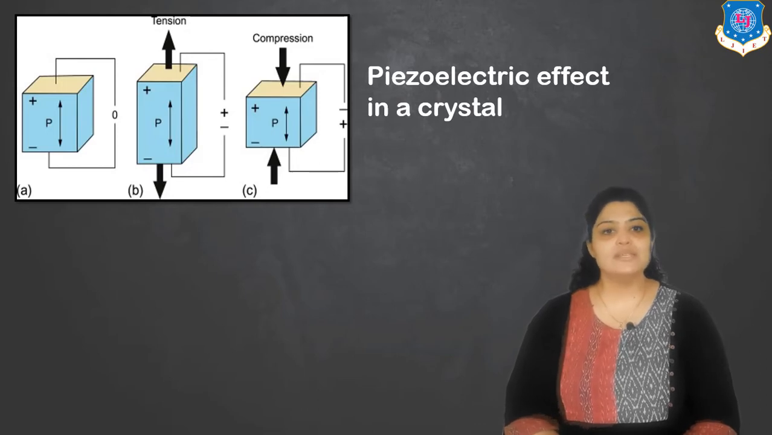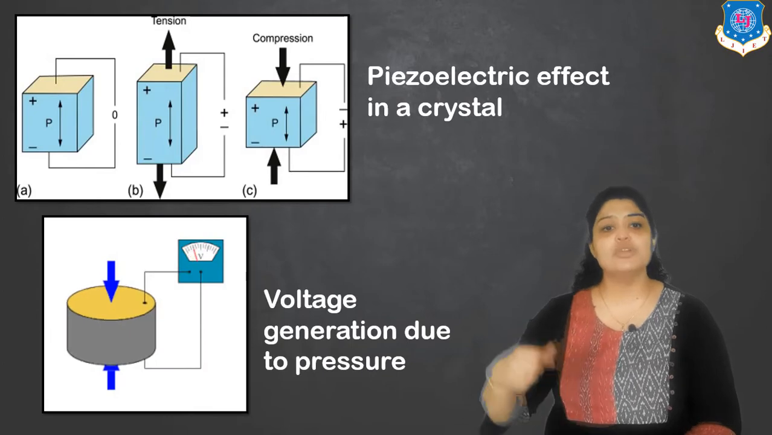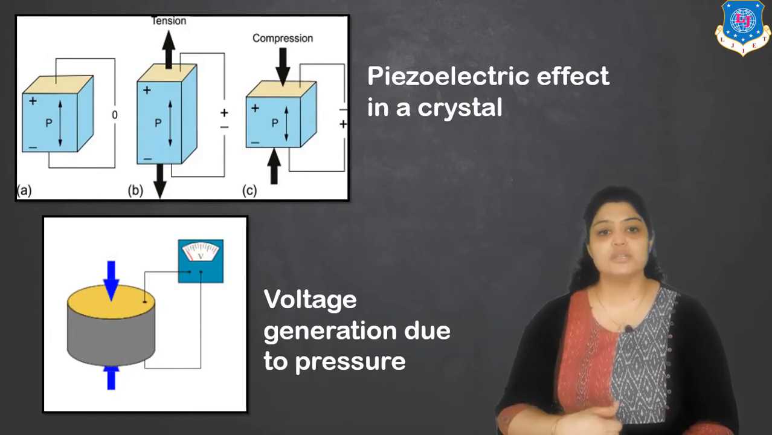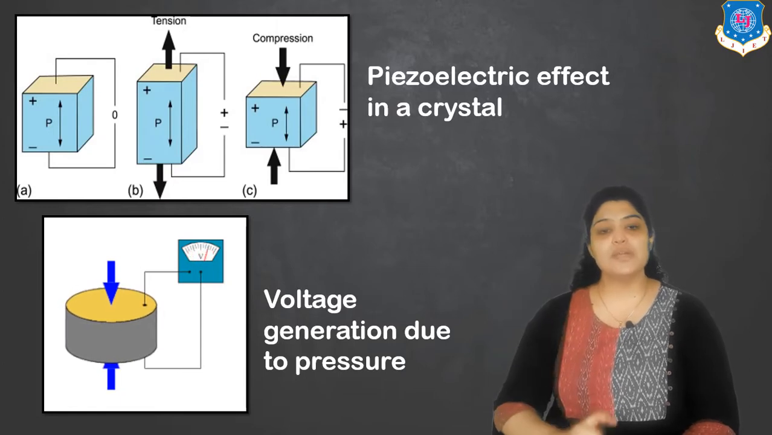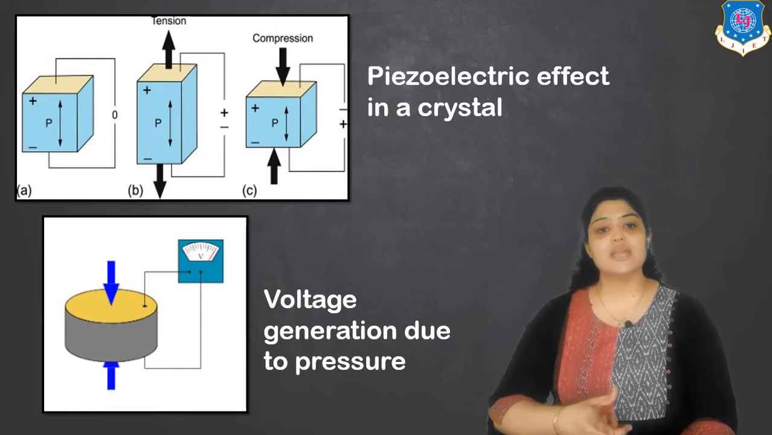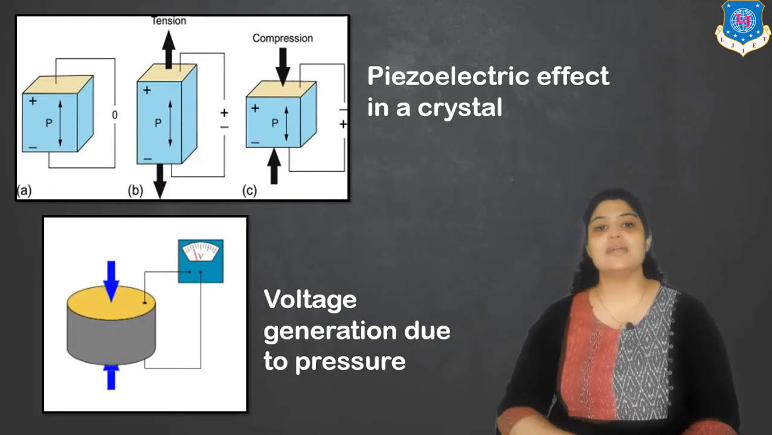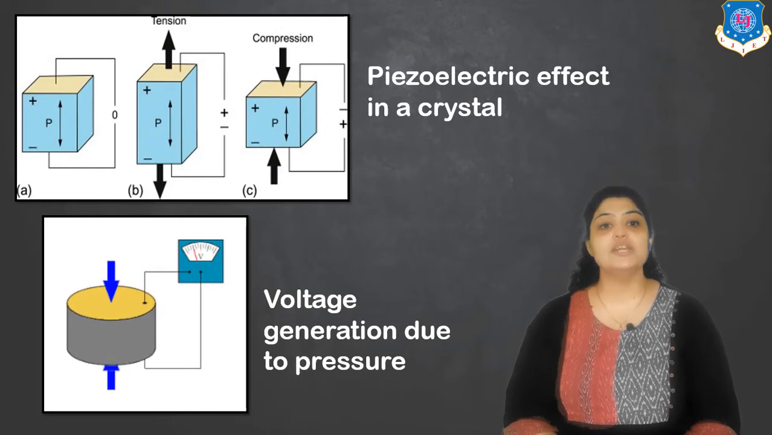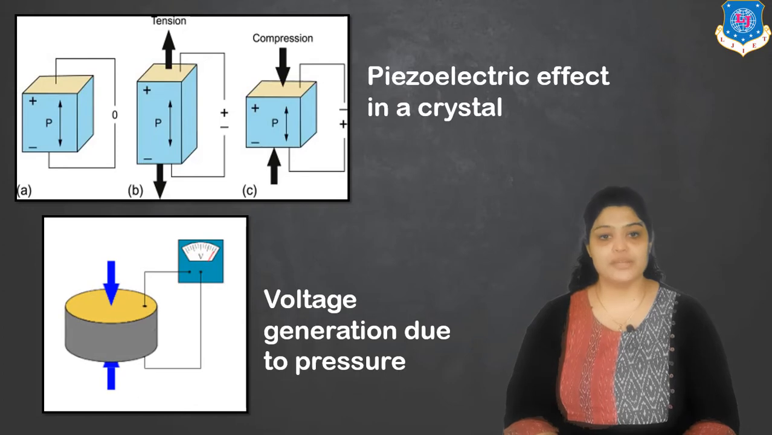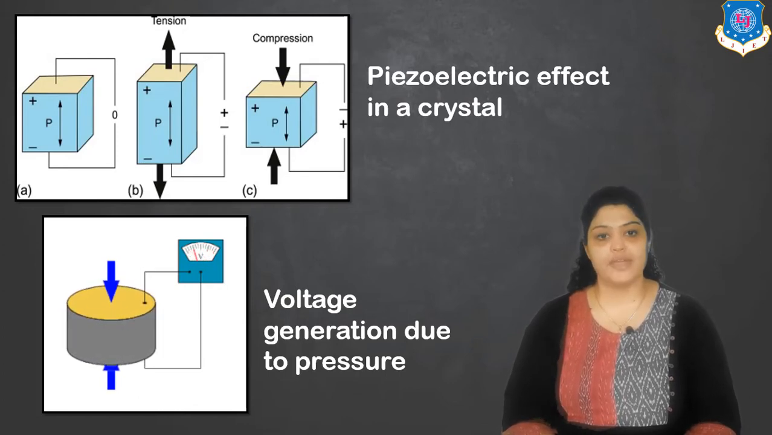To have a better understanding of what exactly this piezoelectric effect is, I'll show you an animation. In this diagram, what is this arrow showing? The arrow shows tension and compression. So I'm alternating the pressure, and you can see that the voltmeter shows deflection. That means voltage is generated due to the application of force or pressure. This is the meaning of piezoelectric effect.